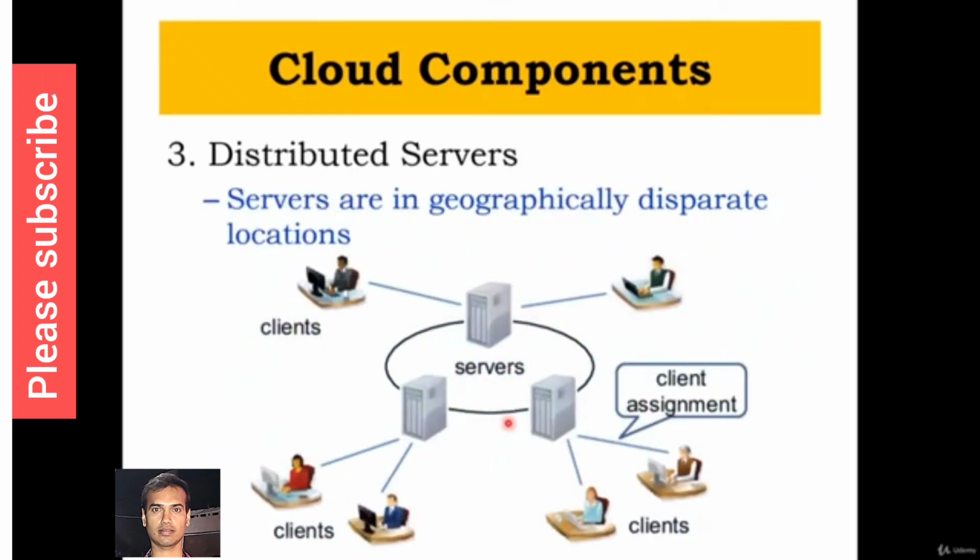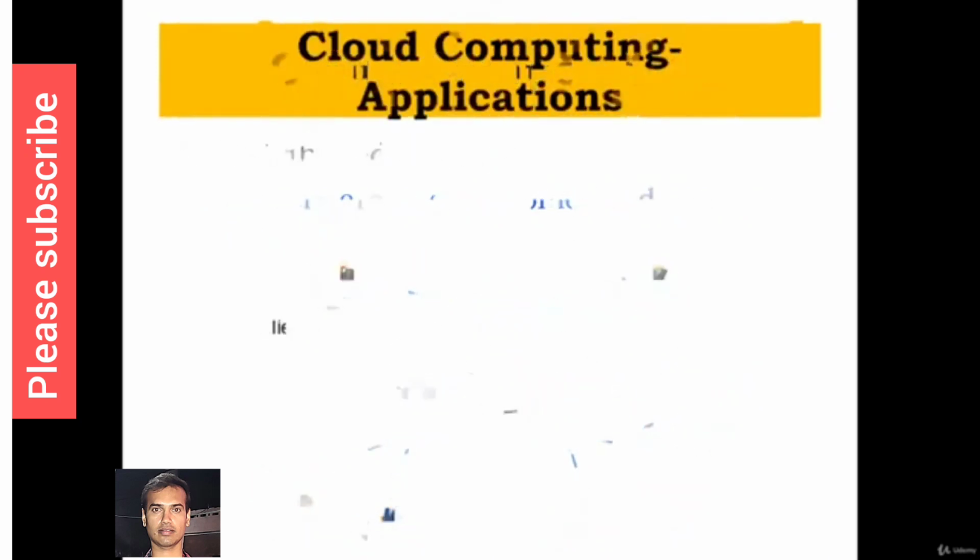The third component is the distributed servers. You can see in the diagram, the servers are distributed geographically. These are at separate locations, and all the servers are synchronized together so that all the users of those servers get the synchronized data. So whatever work is done by these clients is synchronized with these three servers, so that the other clients get the same updated data.